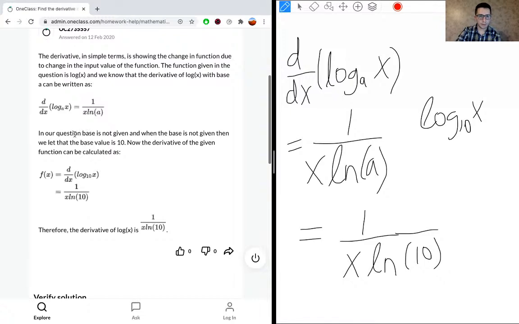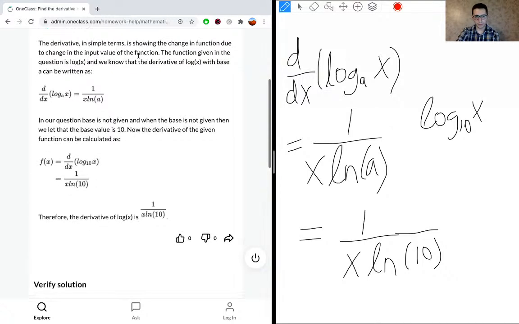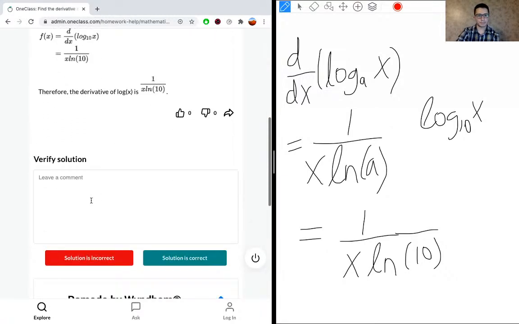So in our question, the base is not given. When the base is not given, we assume that the base is 10. So yeah, the derivative is correct here. So the solution is correct.